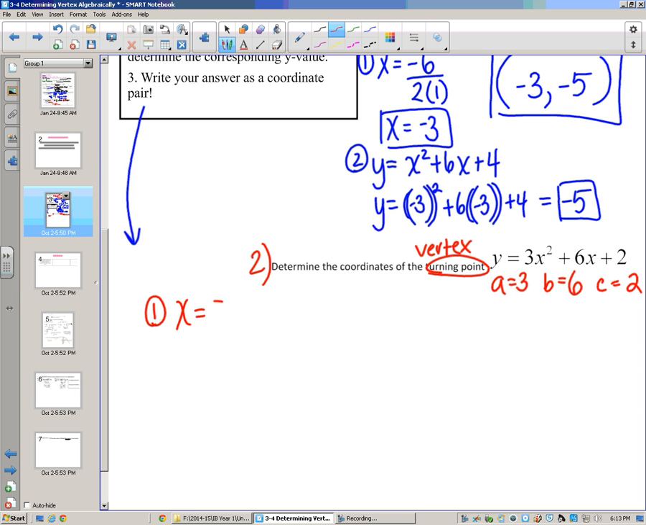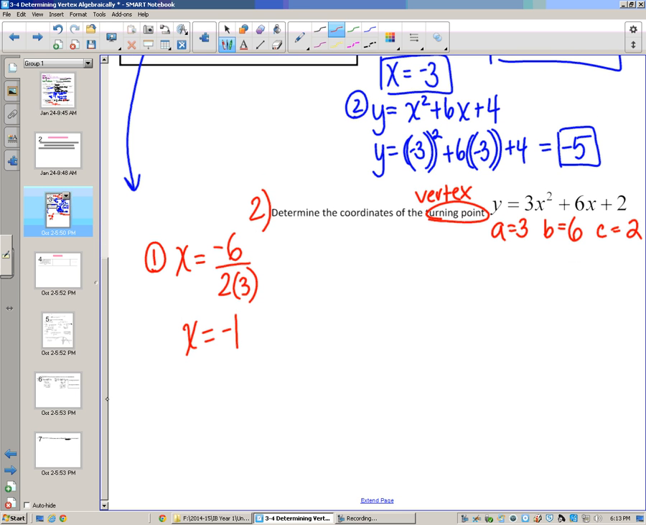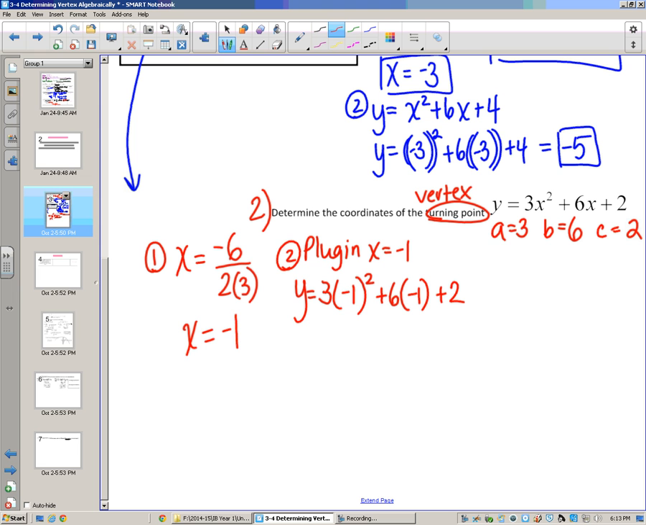So I'm going to say negative b, which is negative 6, over 2 times a, 2 times 3. So I get x equals negative 1. Now that I have that value, I'm going to plug in x equals negative 1 into our original function. So I have y equals 3 times negative 1 squared plus 6 times negative 1 plus 2.